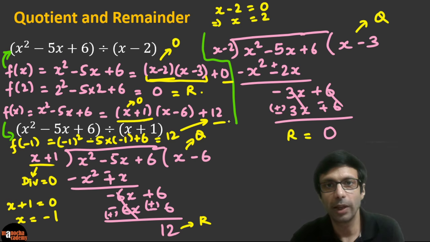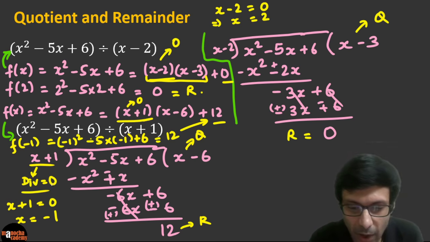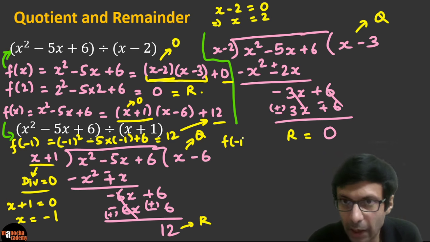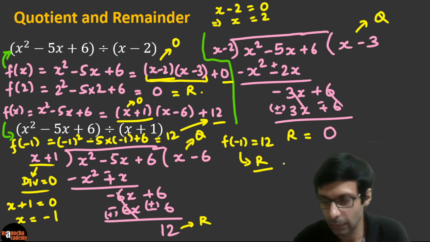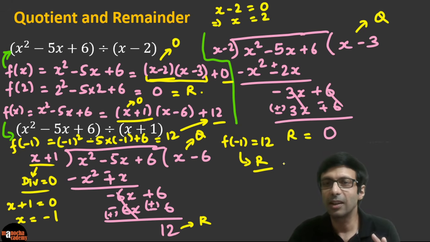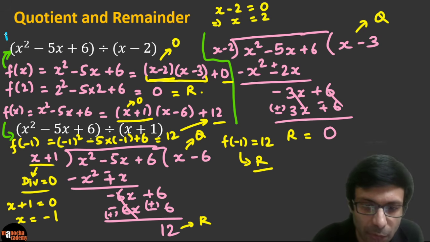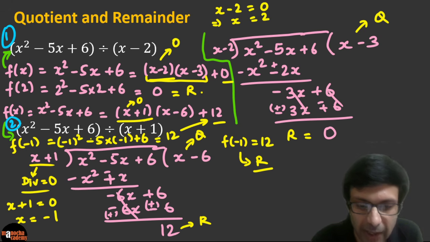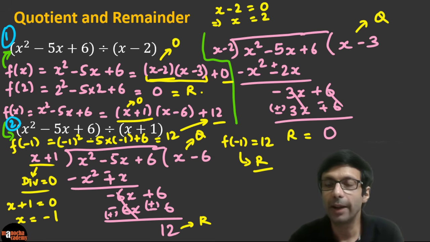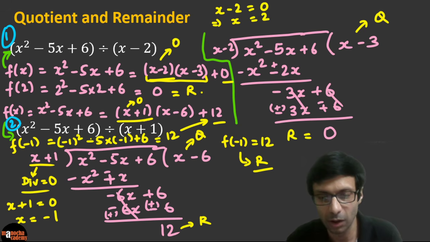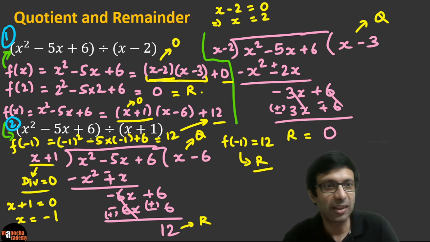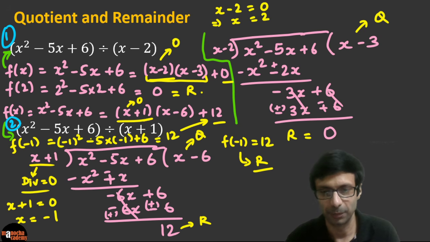So guys, see what are we doing here? We are setting our divisor to be 0, and so f of minus 1 is turning out to be 12, which is the remainder, okay? So what is the interesting thing that you see here, that if you want to find the remainder, okay, we've done two divisions here. This was our first division and this was the second division. So if you want to find the remainder without doing the division, what is the trick you can do? You can set the divisor equal to 0, okay?